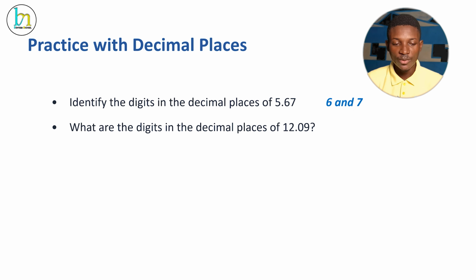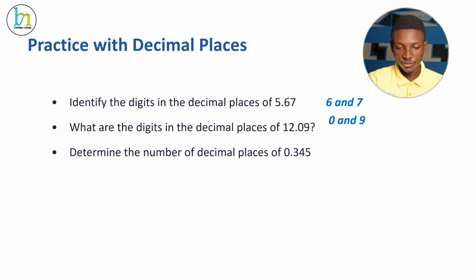Simple. Then we have, what are the digits in the decimal places of 12.09? So the answer is 0 and 9. Only 0 and 9 are the digits in the decimal places. Okay, good. So I think you are following. Very good. Then it says, determine the number of decimal places of 0.345. So how many decimal places do we have here? I think we have 3 decimal places over here.